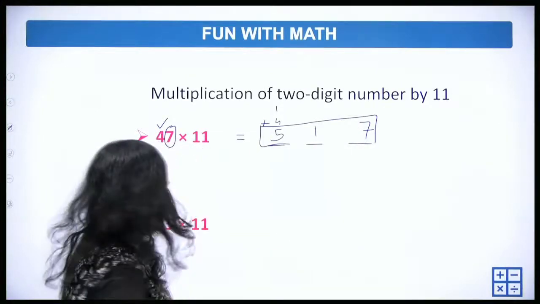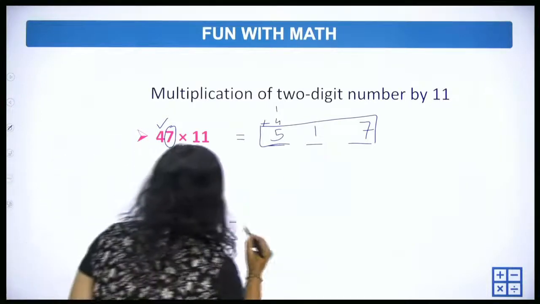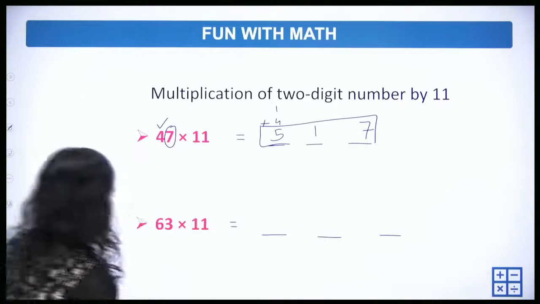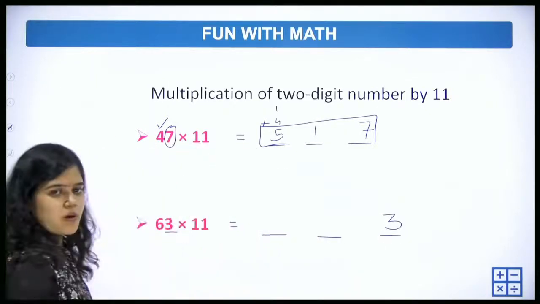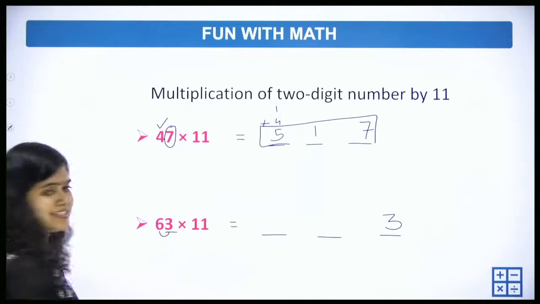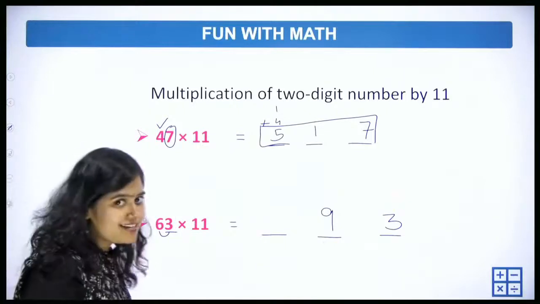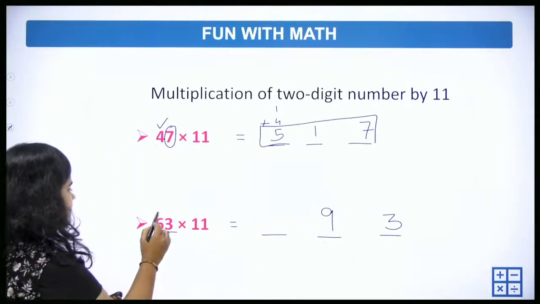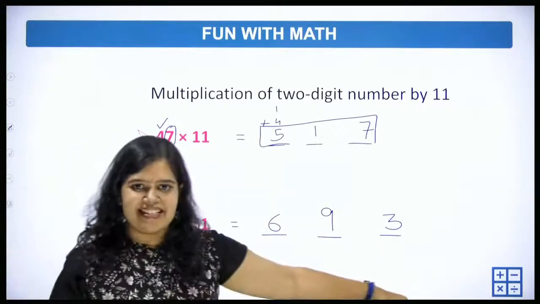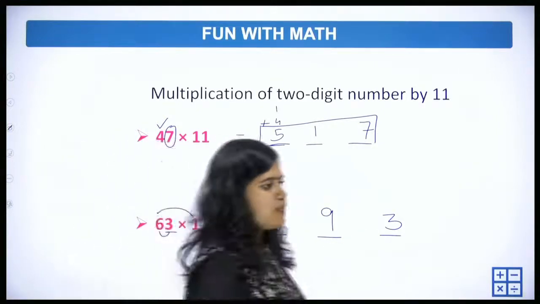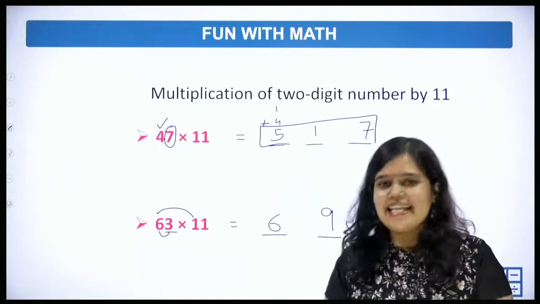Clear? One more question. 63 into 11. 3-digit number. So ones place is 3. So the ones place should be 3. What about the tens place? 6 plus 3 is 9. So 9 in the tens place. And what is the hundreds place? The tens digit of the number is 6. So 6 into 1 is 6. So 693 is the answer. So I hope you understood how to multiply 2-digit numbers with 11 easily.